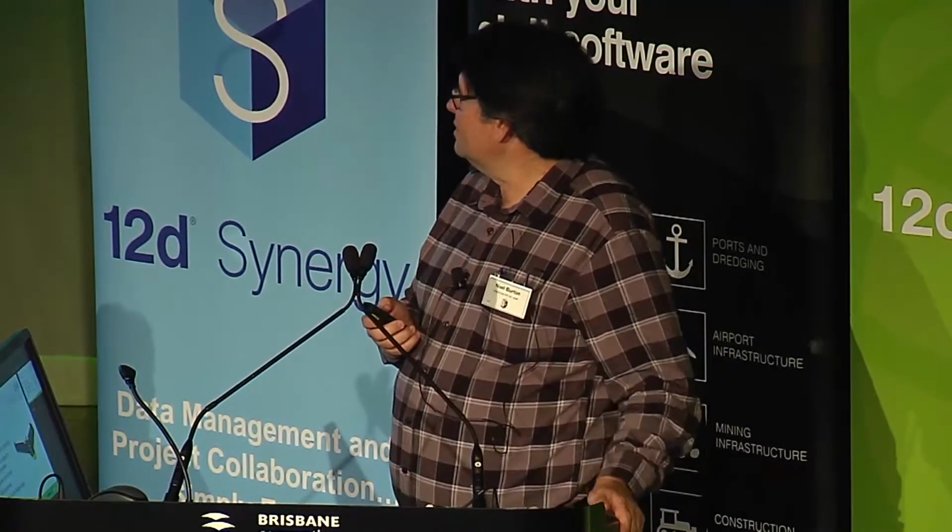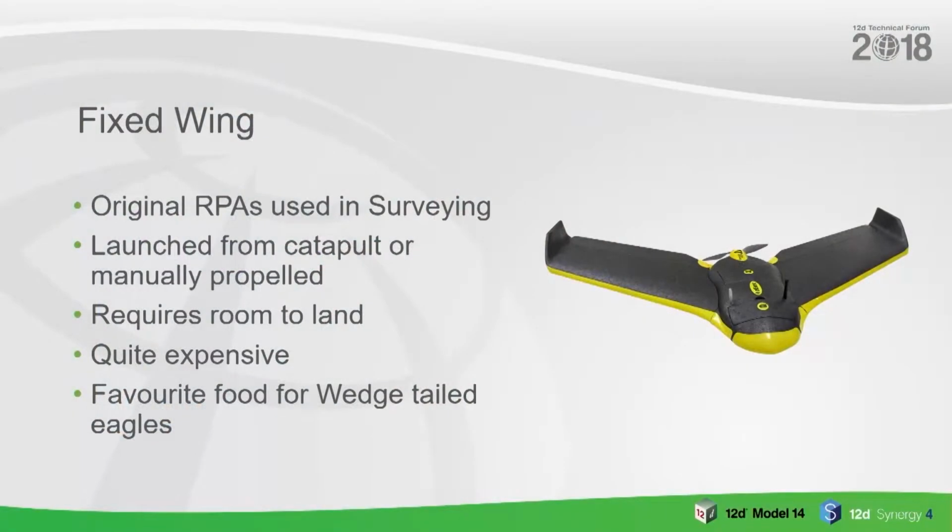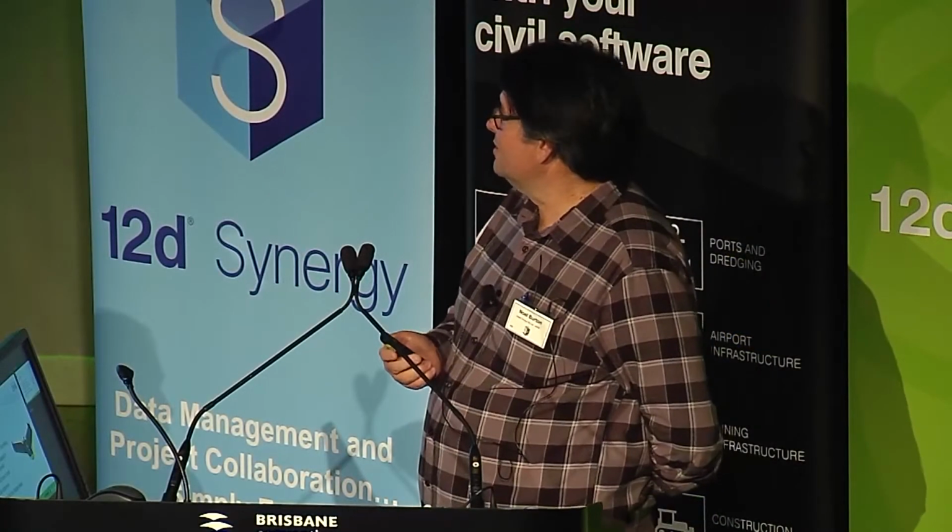So the fixed wings are the original RPAs used in surveying. Traditionally, they were either launched from a catapult or manually propelled, so throw it up in the air. Now, if you Google YouTube catapult drones, you'll see some rather spectacular crashes, and usually quite expensive crashes as well.